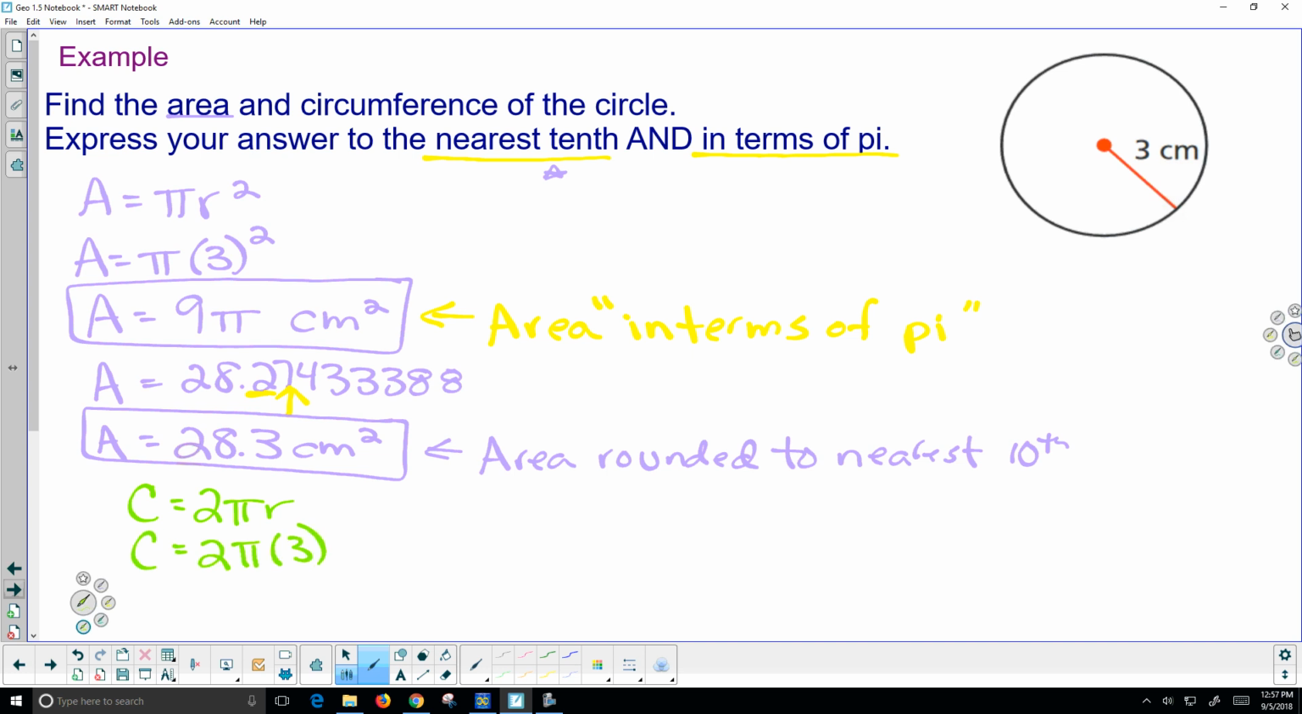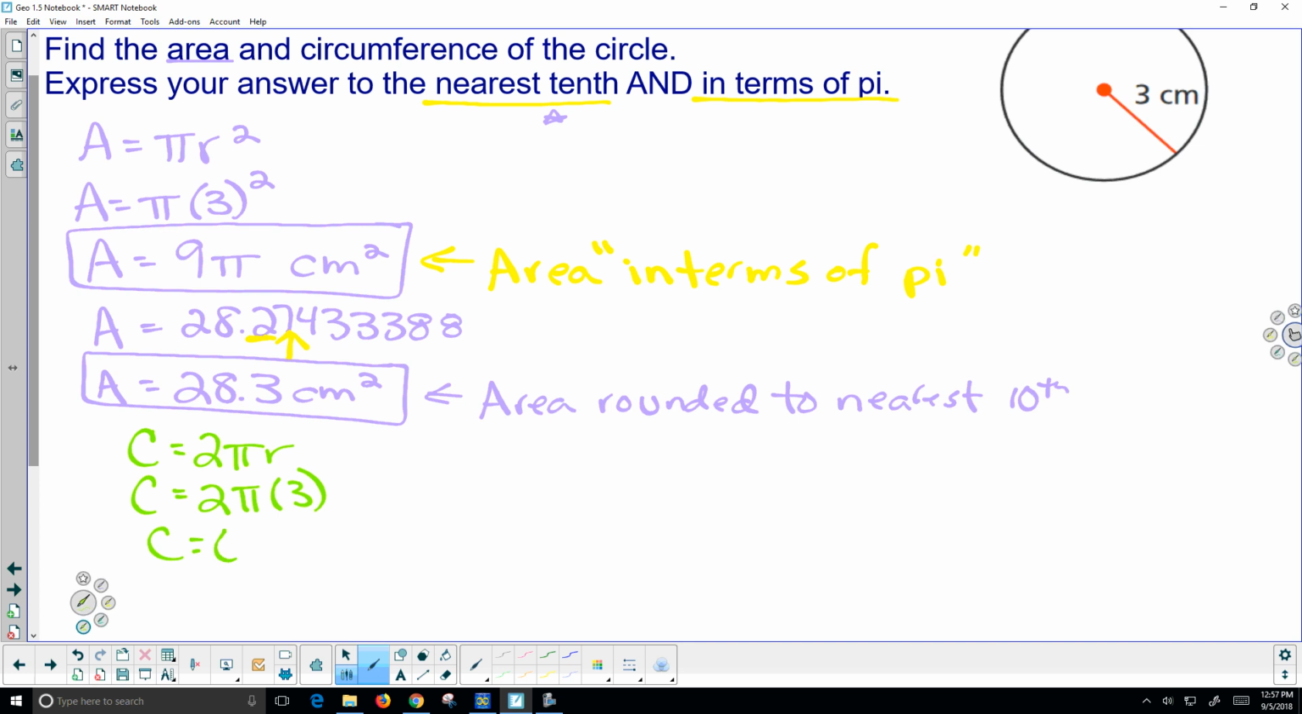I'm going to plug in 3. Multiplication is commutative, so I can put the 2 and the 3 right next to each other, or I can just say in my head, what's 2 times 3? And the answer is 6 pi. This will be my answer in terms of pi. My units for this are linear units, so just centimeters. So this is my answer in terms of pi.